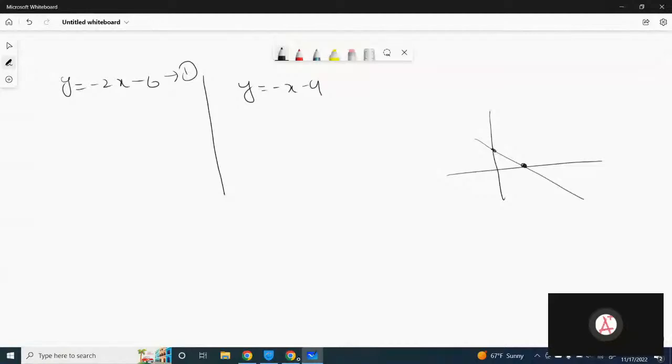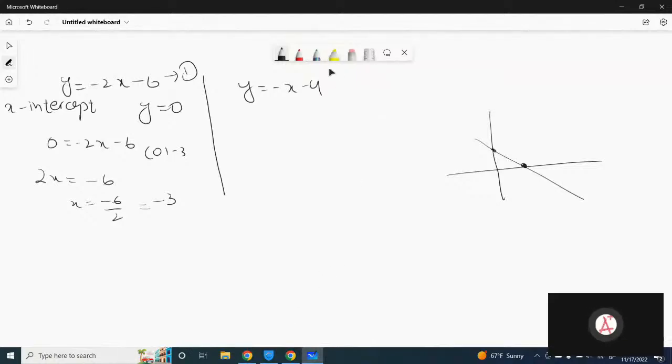So for the x-intercept, you have to put y equals 0 in the equation. Just put y equals 0. 0 equals -2x - 6. Move the -2x to the other side, and it becomes positive 2x equals -6. And x equals -6 over 2, that means -3. So one pair is (-3, 0). X is -3 and y is 0. That is the x-intercept.